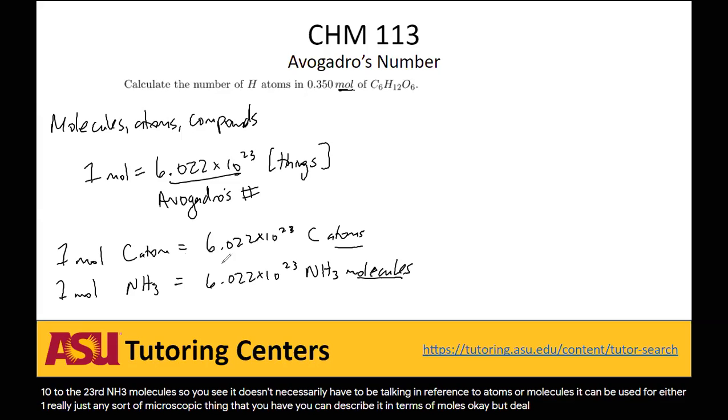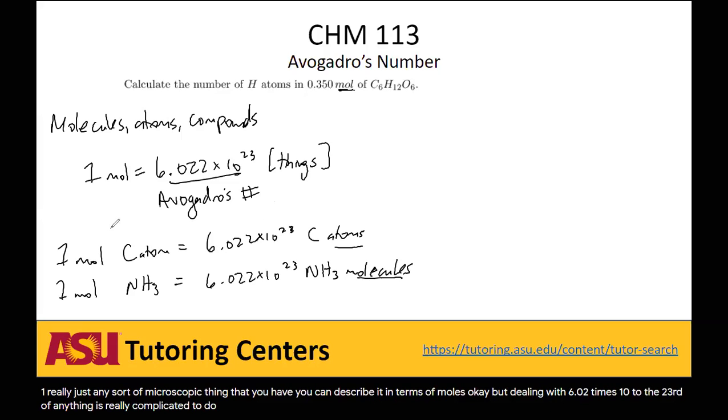But dealing with 6.022 times 10 to the 23rd of anything is just really complicated to do. So we use mole instead. It's a lot nicer to look at 1 mole than it is to look at 6.022 times 10 to the 23rd carbon molecules, right? Okay, so the mole is the great equalizer.